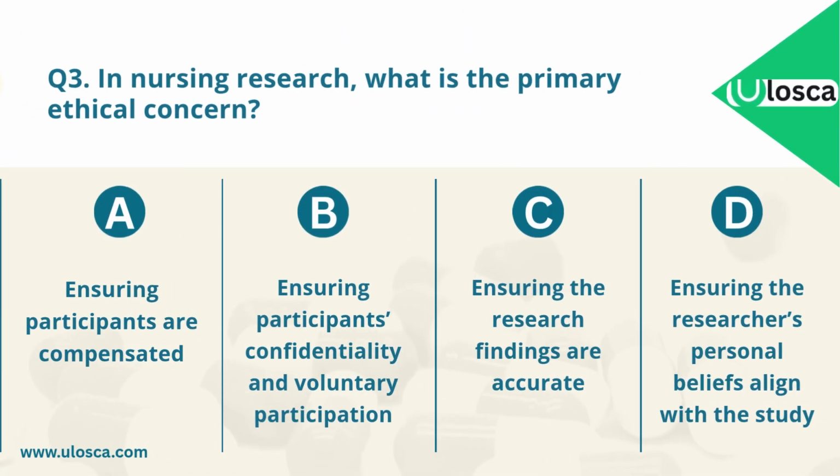Question 3. In nursing research, what is the primary ethical concern? A. Ensuring participants are compensated. B. Ensuring participants' confidentiality and voluntary participation. C. Ensuring the research findings are accurate. D. Ensuring the researcher's personal beliefs align with the study. Which one is the correct answer?